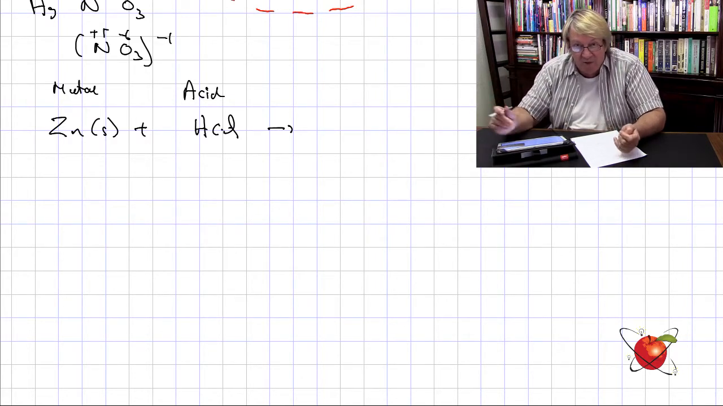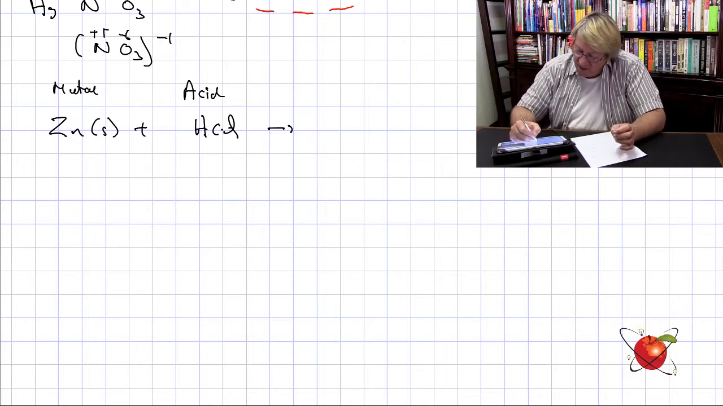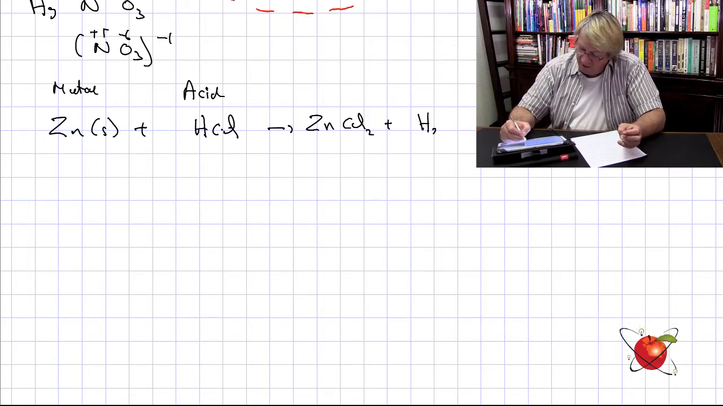We know the gas comes off. Remember in the experiments that we do. So we say we've got our metal salt, ZnCl2, plus H2 as a gas. All right?